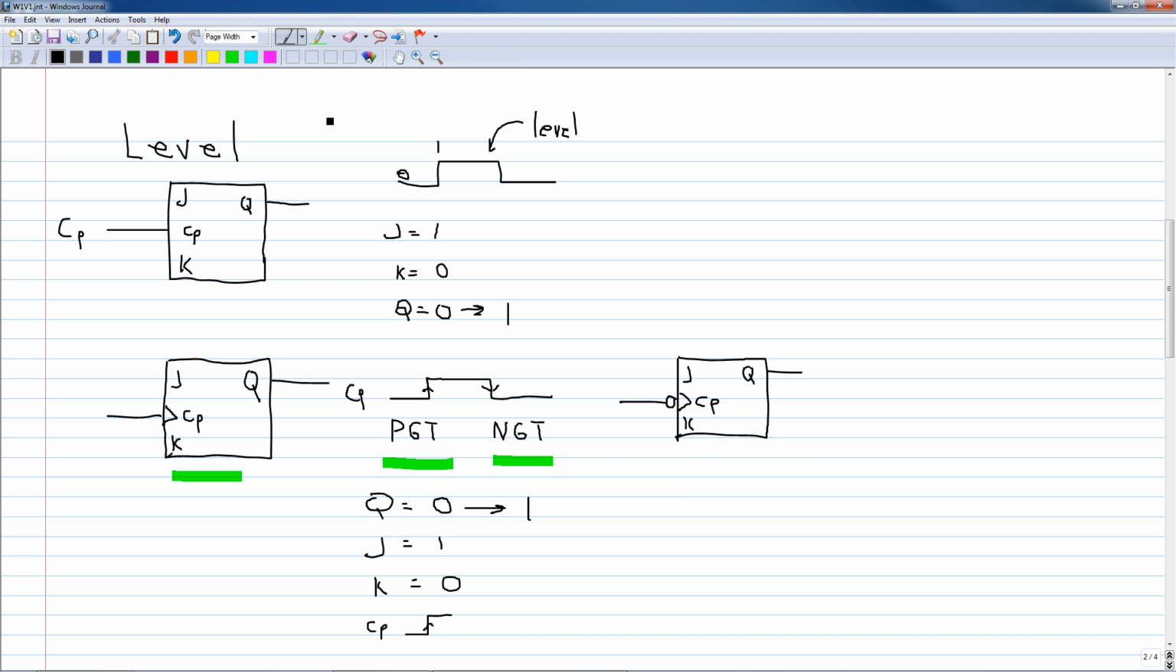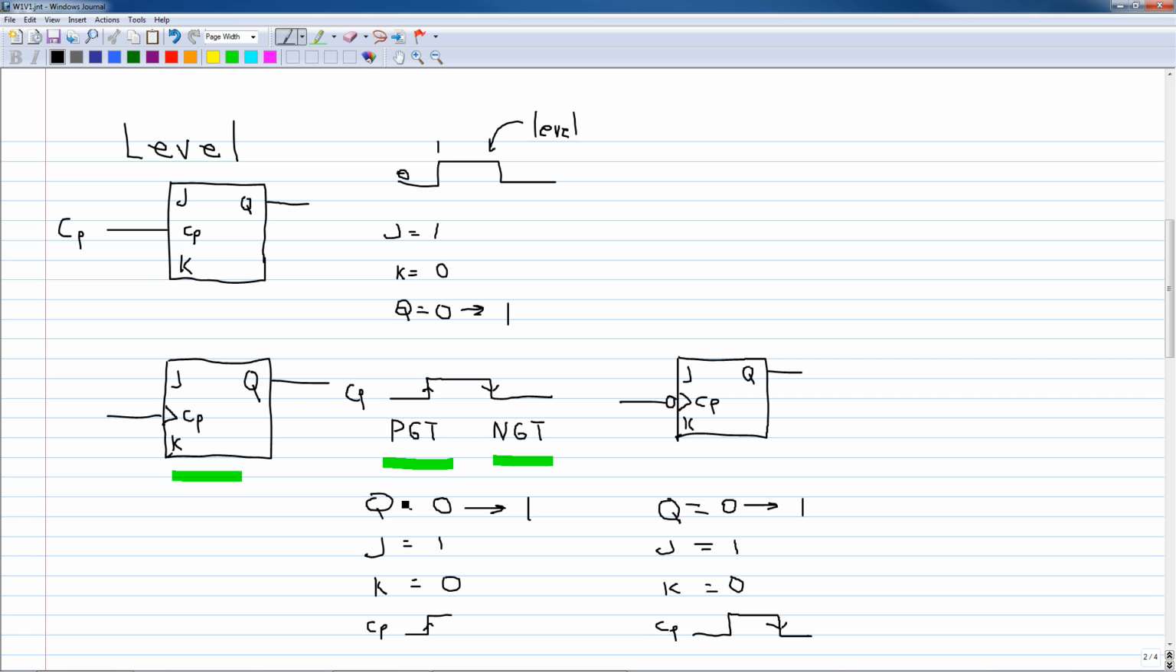Using the same example, if Q was originally 0, and we set J equal to 1 and K equal to 0, and we bring the active clock pulse along, the clock goes up, nothing happens, and then it comes down. This is the NGT, or negative going transition. This would cause the Q output to change from a 0 to a 1. And that's how that transition works.